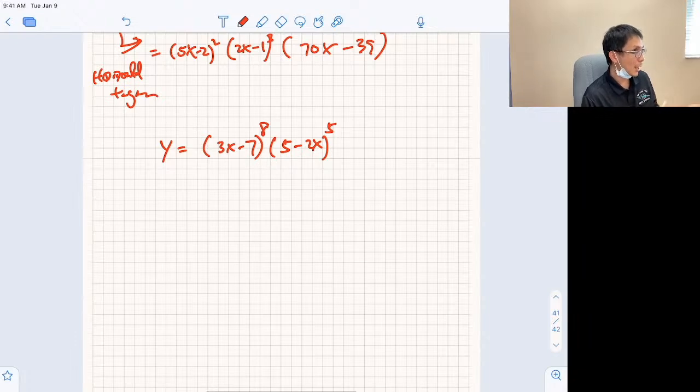On the test, I'm going to ask you to simplify all the way just because I want you to be able to do both. But if you're finding the equation of the tangent line, don't spend time simplifying. Just take the derivative, plug in the value, and you're done. You move on to the next problem. So you don't want to spend time on that. I'll give you some time to work.